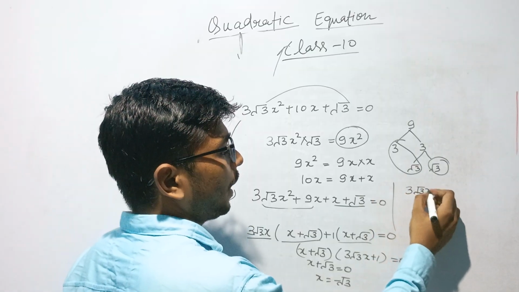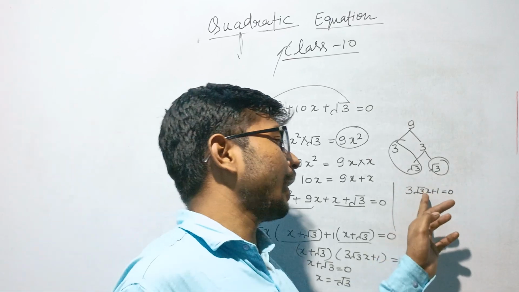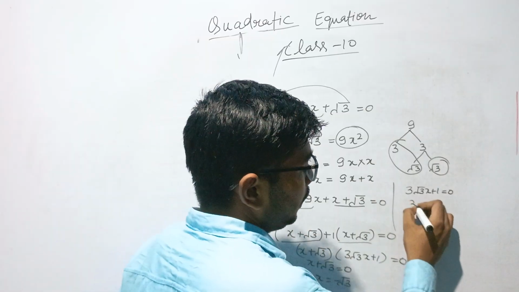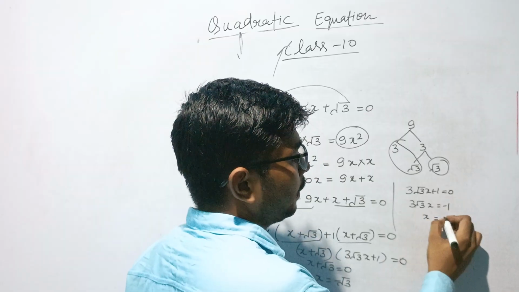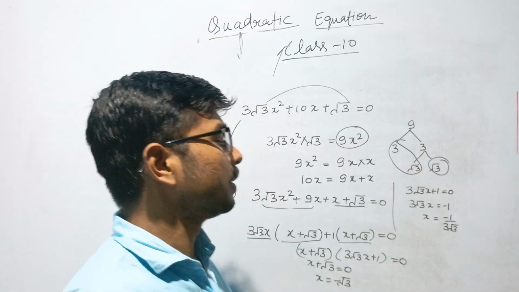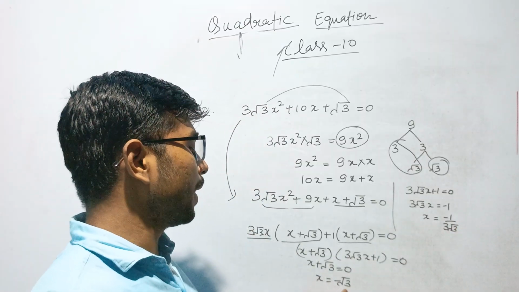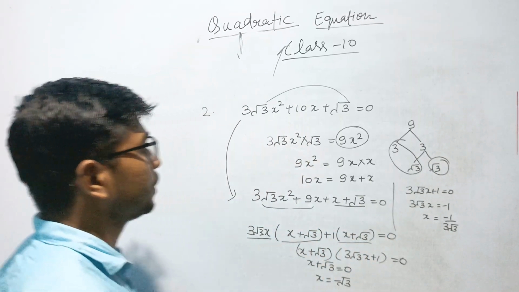And 3√3 x + 1 = 0. Okay, if you want to find x, 1 we have to transfer, right? So 3√3 x = -1, so x will be -1 upon 3√3. So x will be -1/(3√3) and one value is x = -√3. Okay, so this is also an important question.